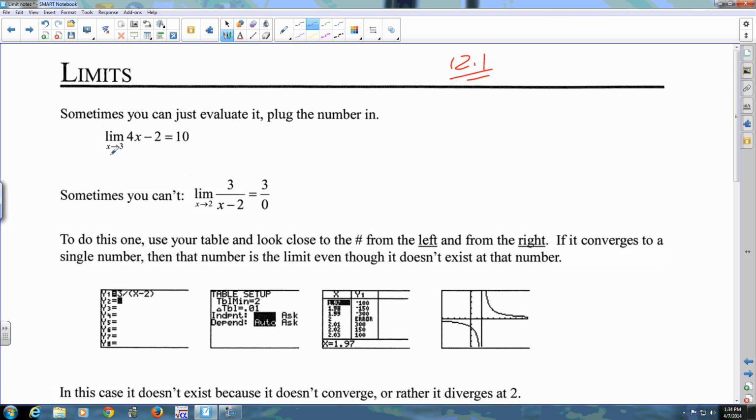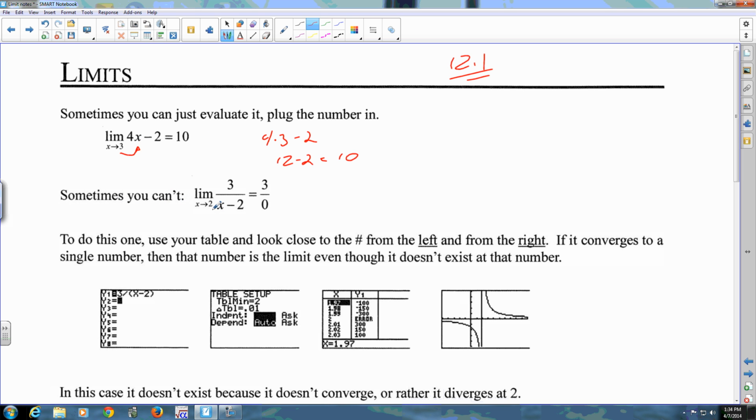Here you're asked to find the limit as x goes to 3. Sometimes you can just take that number and fill it in. So you get 4 times 3 minus 2, which is 12 minus 2, which is 10. So sometimes you can do direct substitution, fill it in, and get an answer.